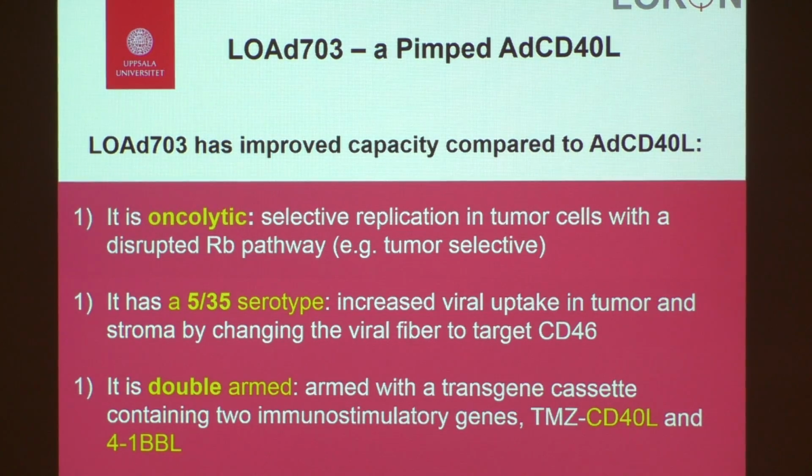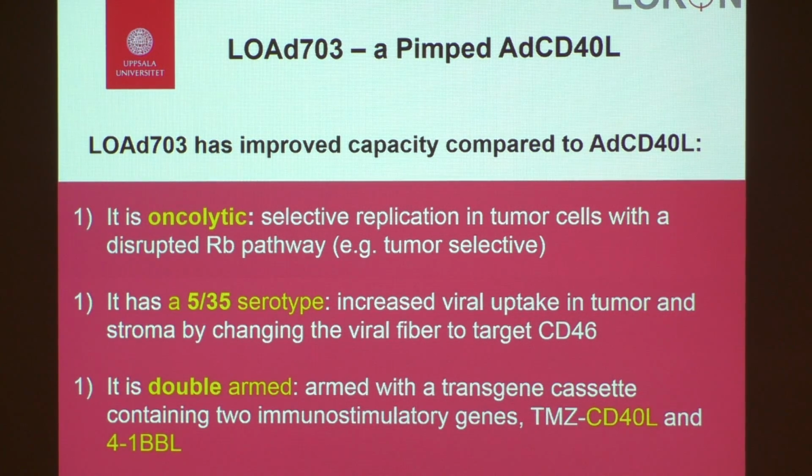So I got in contact with a Swedish billionaire, and he told me that we should pimp the CD40 ligand virus and make a new one. And I did that, and we call this LOAD 703. And this virus has an improved capacity compared to the CD40 ligand virus because, first of all, it's oncolytic. And for me, having it oncolytic means that it will at least spread the virus a little bit more than if it was replication incompetent.